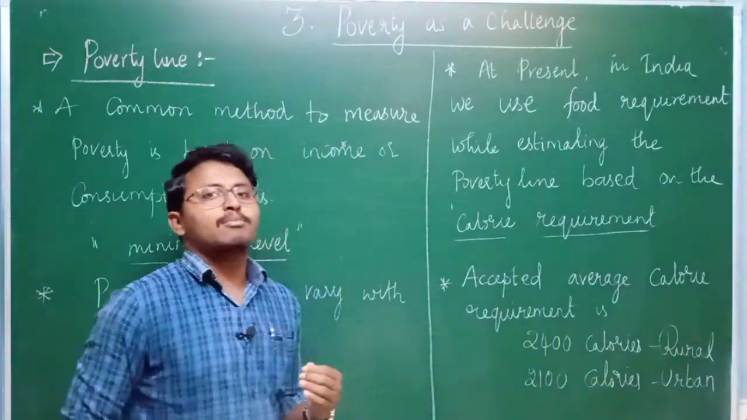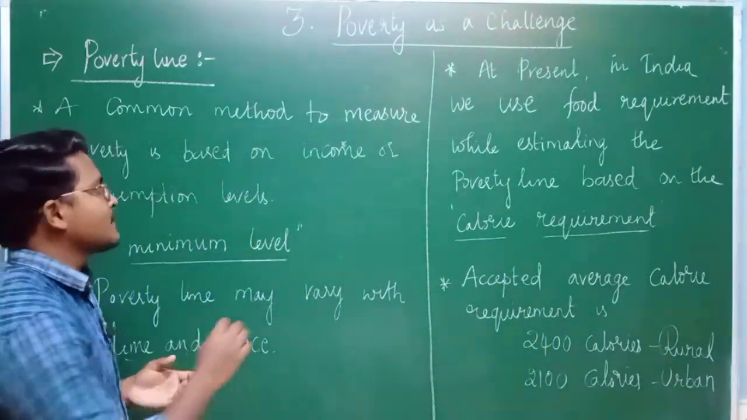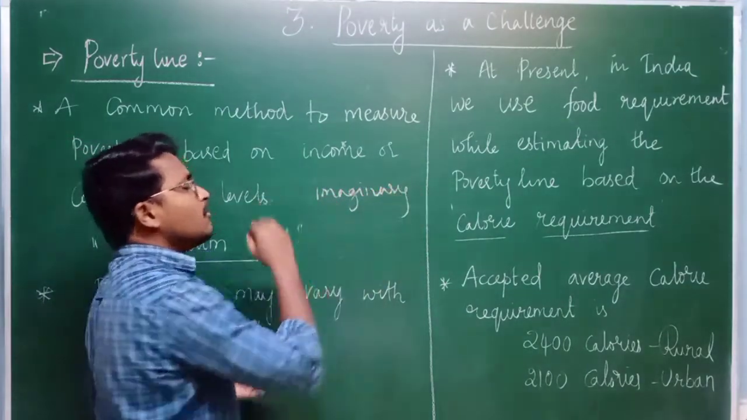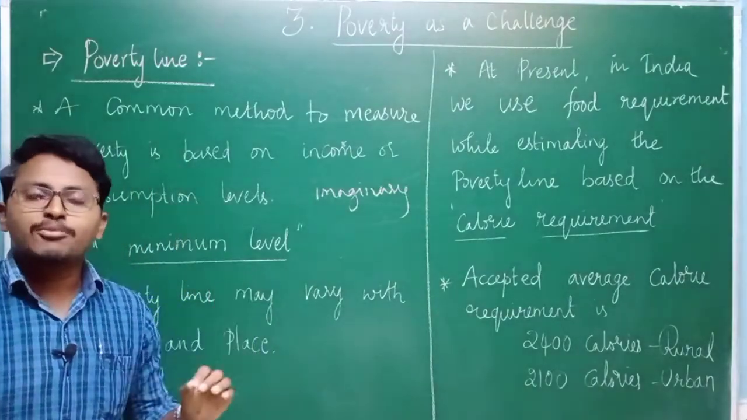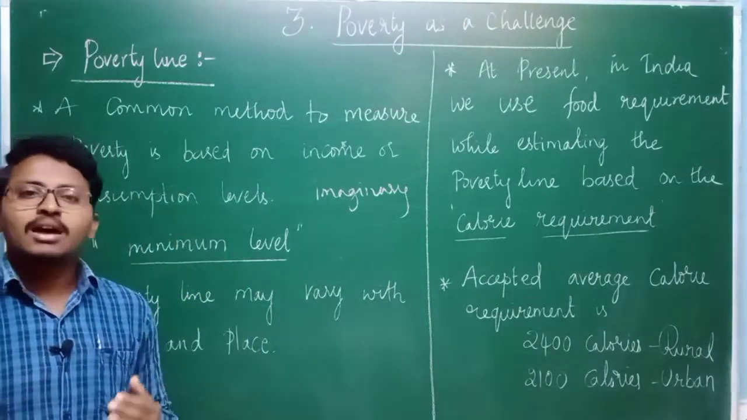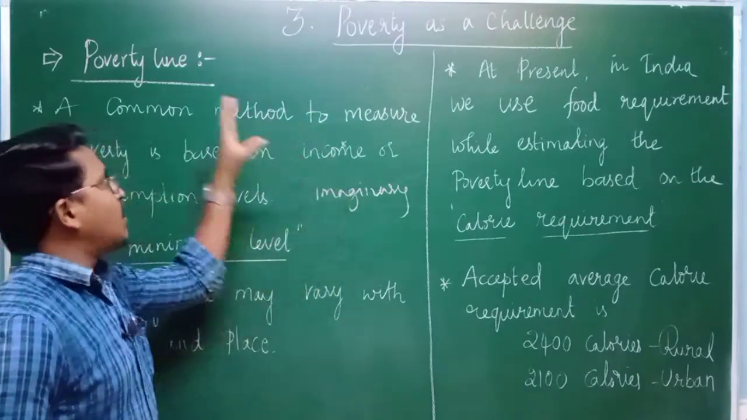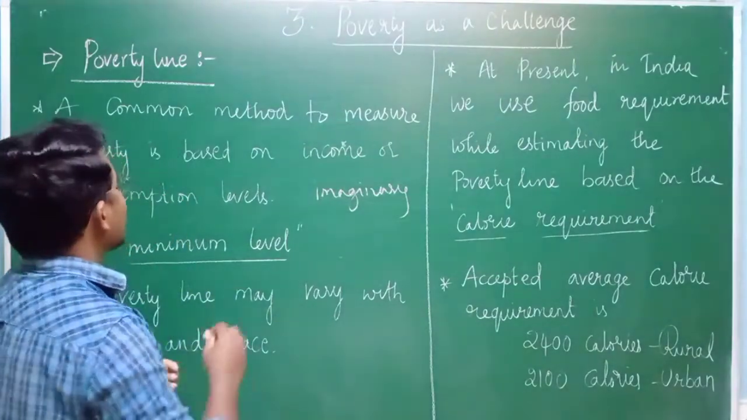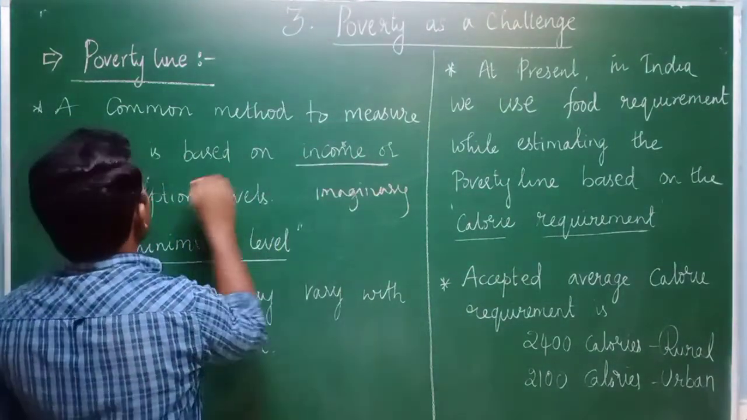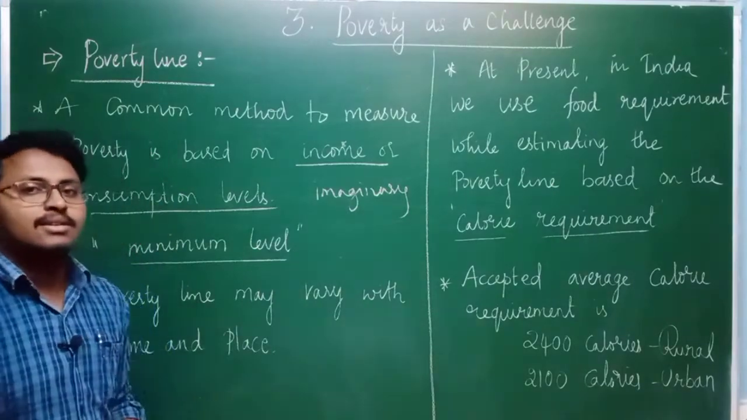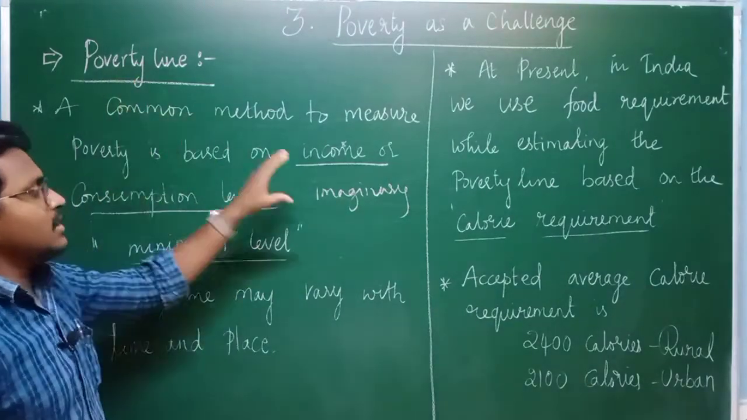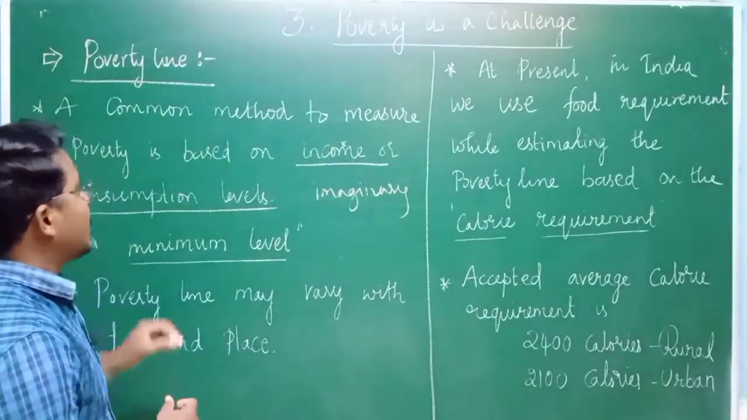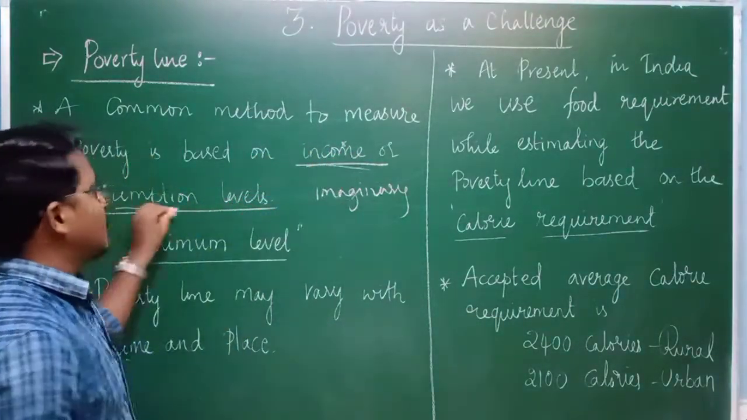So what do you mean by this poverty line? The poverty line is basically an imaginary line to measure poverty, or you can say to measure the number of people who are living in poverty. But how do we measure this poverty? There is a common method which we use to measure it. That common method is based on the income or consumption levels of a person. So the poverty line is an imaginary line, and we get that line by depending upon the income or consumption levels of a person.